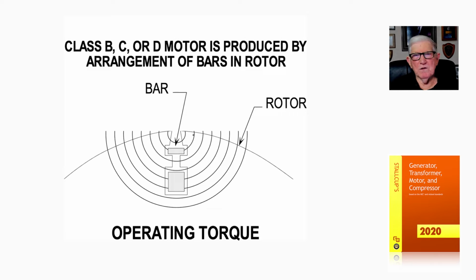Now let's take a look at this figure 14-11, and it deals with the operating torque. That torque is produced by the way the rotor and the bars in the rotor are designed and cut into the rotor. And of course, that's how you design a B, C, or D motor, produced by arrangements of your bars in your rotor. And notice if you're down deep, that's going to be design D.